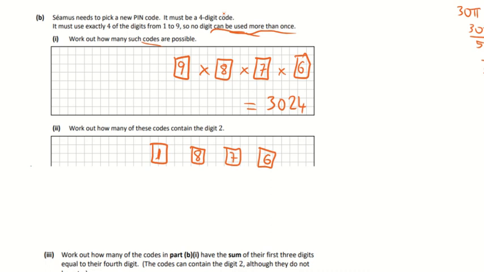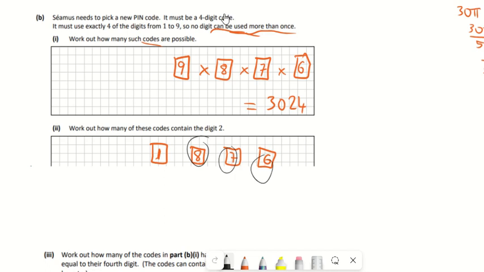it gives you, but then remember that the 2 doesn't necessarily have to be in the first one, it could be in the second one or the third one or the fourth one. So you've got 4 different possibilities for that. So you're going to multiply all of those together, but then you're going to multiply it by 4 because there's 4 different places that it could be. So it's going to be 1344 when you multiply all those.